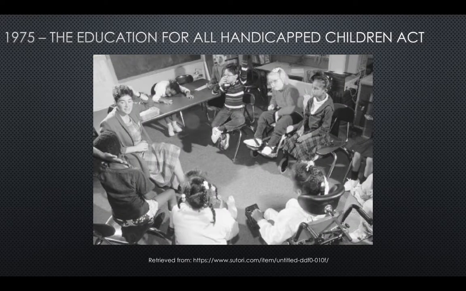This act also resulted in the creation of the procedural safeguards. The Education for All Handicapped Children Act also increased the amount of participation and input parents had in their students' education.